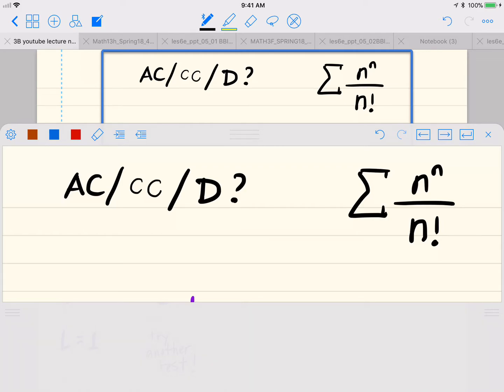Okay, so I want to figure out if this series converges absolutely, if it converges conditionally, or if it diverges. The first thing I take note of is that it is not possible for this series to converge conditionally, because all of the terms are positive. So I can eliminate conditionally convergent, since all of my terms are positive.